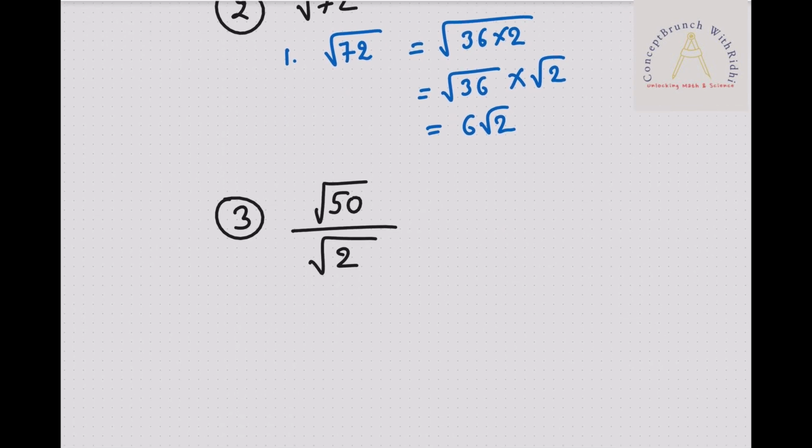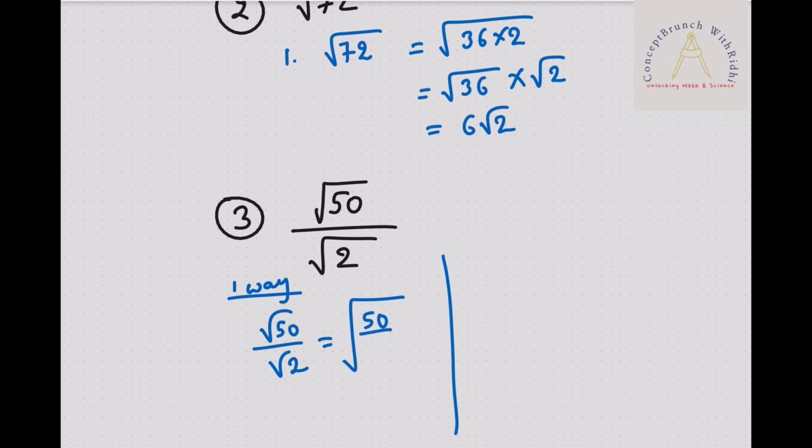This one we can solve in two ways. First way, root 50 divided by root 2, we can merge together like this, 50 over 2. Because I told you root a divided by root b, we can write as root a by b, correct? So 50 over 2 is 25, and under root 25 it will be 5.